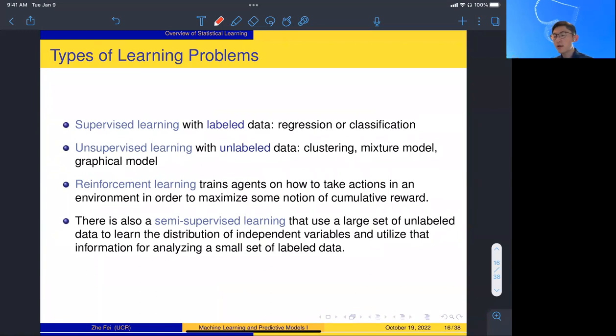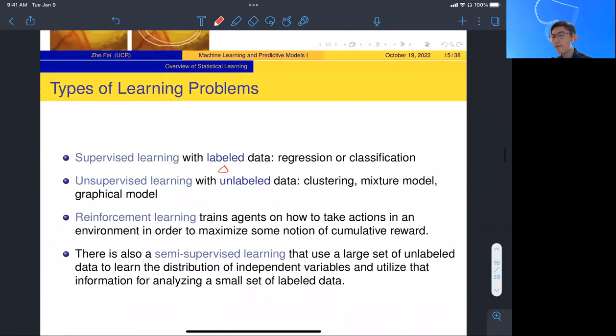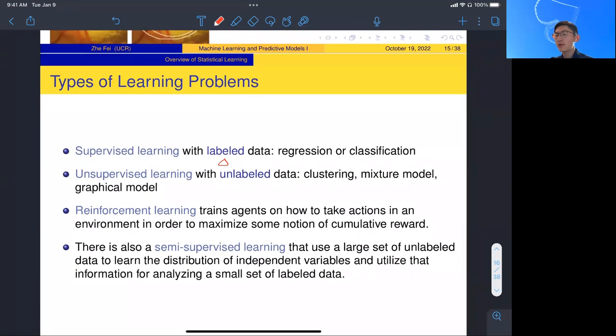So supervised learning means that we would have labeled data. In other words, we know the output of interest. For example, here the disc size. These are the labels that we have for our disc images. We want to know whether the size is small, medium, or large. So that means labeled data. And with labeled data, there are two subcategories: regression or classification. We have mentioned this. For regression, that means continuous outcome, and for classification, that means you have the categorical, or the class labels.